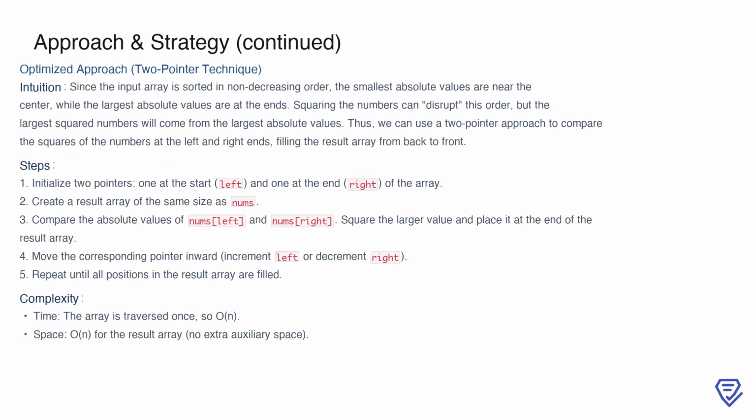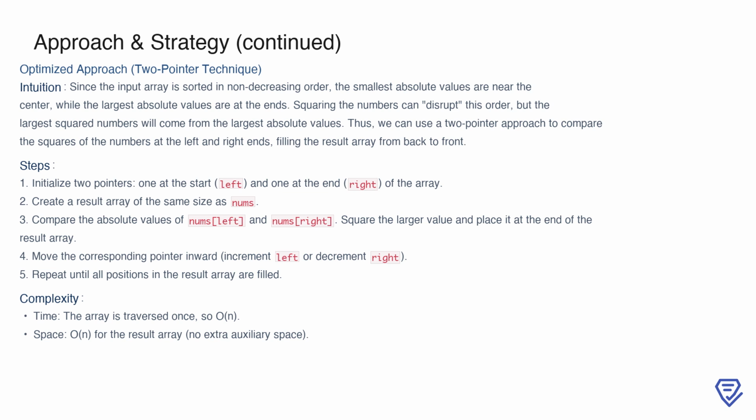A more efficient solution is the optimized two-pointer technique. The key insight here is that while the input array is sorted in non-decreasing order, the largest squared values will come from the numbers with the largest absolute values. These numbers are located at the ends of the array. By comparing the absolute values at the start and end, we can determine which squared value is largest and place it in the appropriate position in the result array.